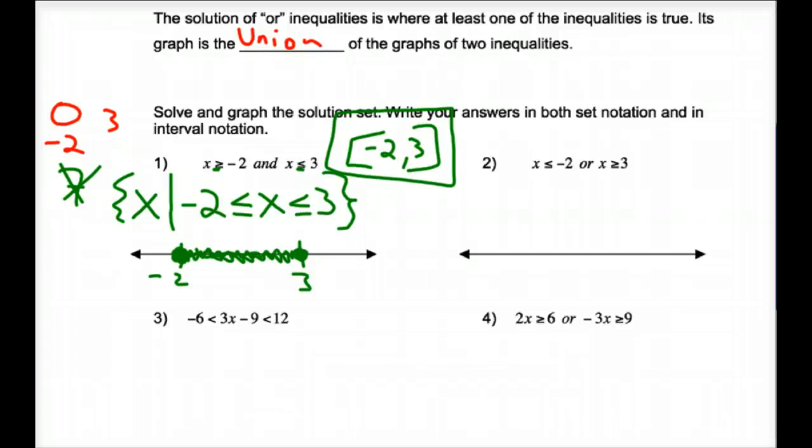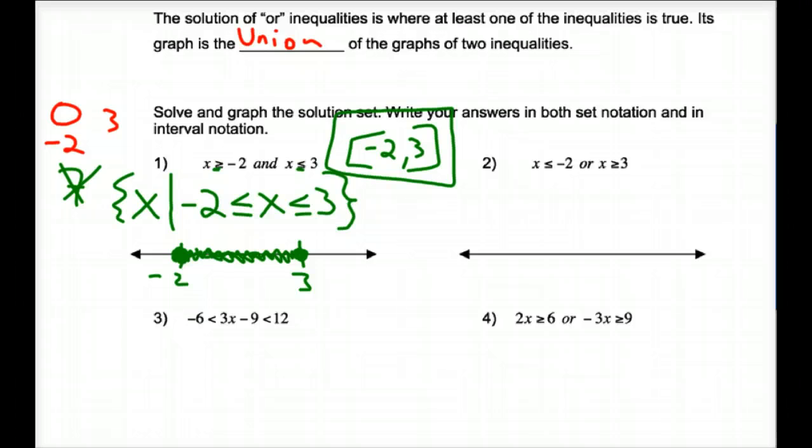All right, now, x is less than or equal to negative 2, or x is greater than or equal to 3. Is that an and or an or problem? Or. How do you know it's an or? Because it says or. Some kids don't even know if it's an and or an or problem. That's an or. So, somebody give me an x that's less than or equal to negative 2, or greater than or equal to 3. Make it up off the top of your head.